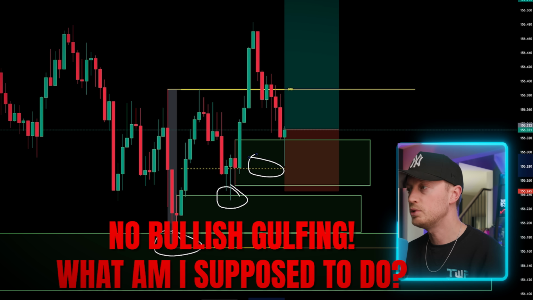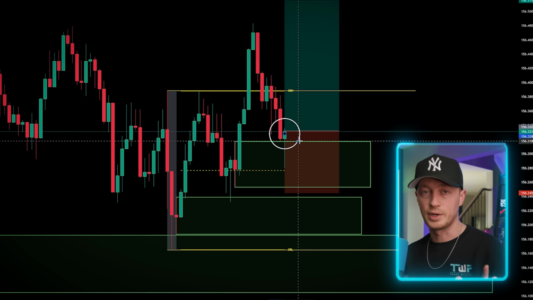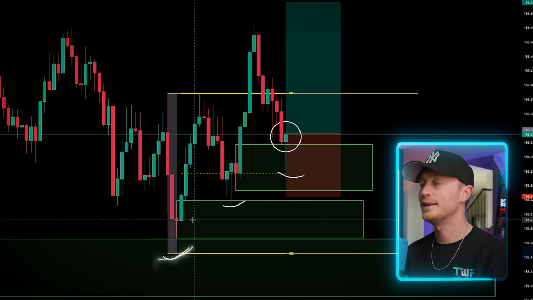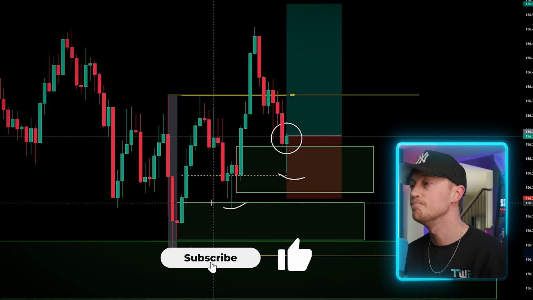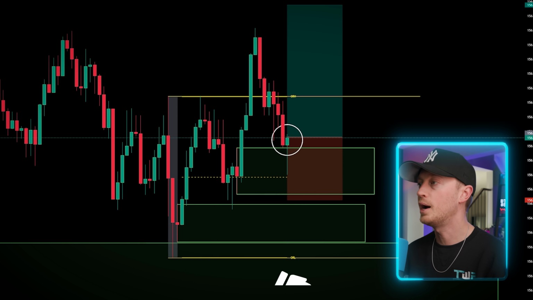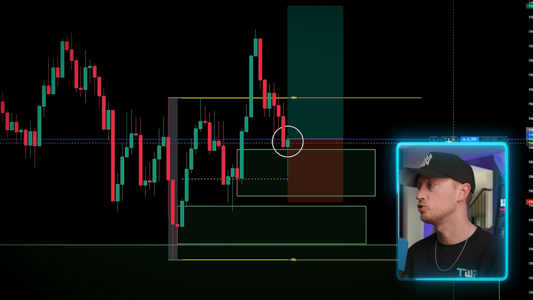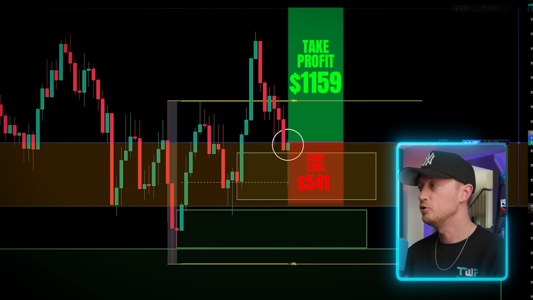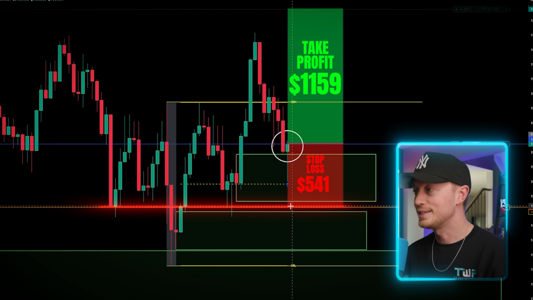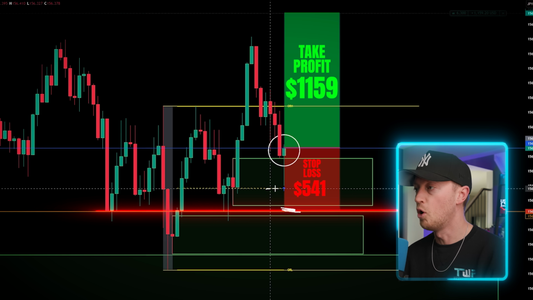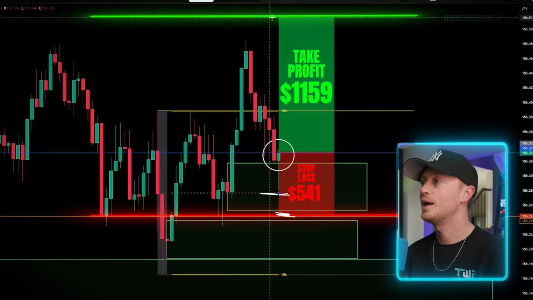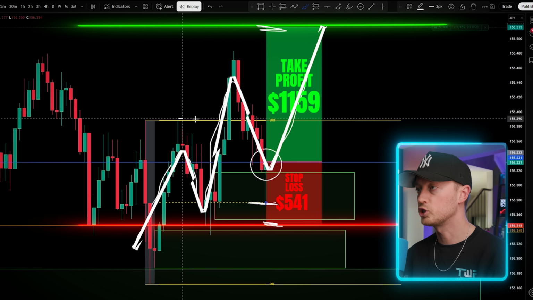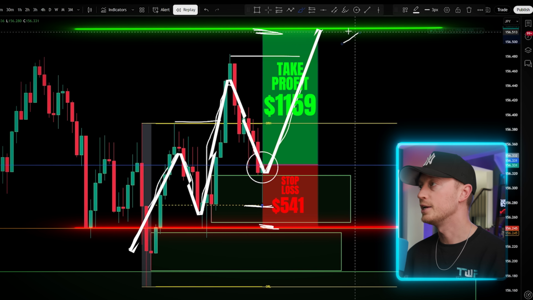What am I supposed to do here? Well, in this case, I'm entering the trading position. We have a strong wick right here. This demand held, and recent price action is the most important price action. So I'm going in for a heavy buy on this trading position right here. I'm looking for 1159, and if I lose it, losing about 541, I have my stop loss below the level of demand, below the range midline, and I have my take profit up here because I'm expecting the market to continue up. Break of structure here and another break of structure right here as we carry on.